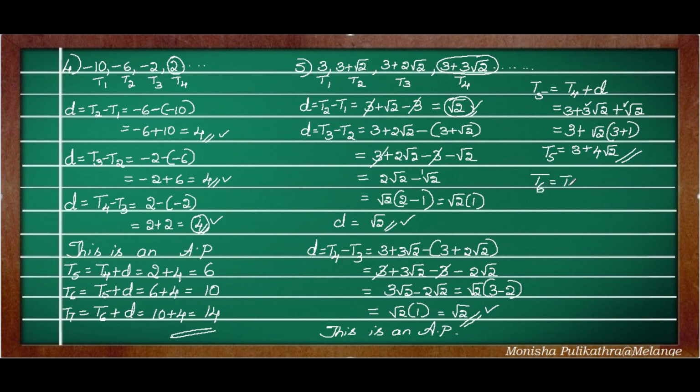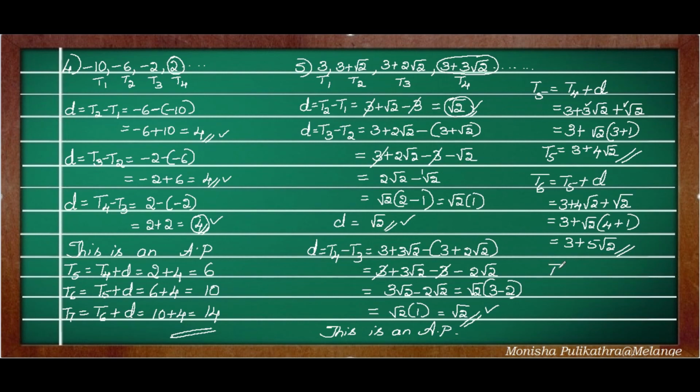So T6 is equal to previous term plus common difference. The fifth term is 3 plus 4 root 2, plus the common difference root 2. So after writing 3, you need to take root 2 as common. The remaining will be 4 plus 1, which is 5. So 5 root 2. You should not add 3 with this number. 3 is a separate term and 5 root 2 is a separate term. If it has an irrational number with it, you can't add both terms. You have to leave it as it is.